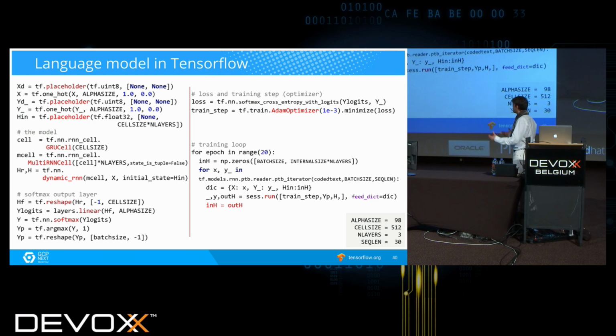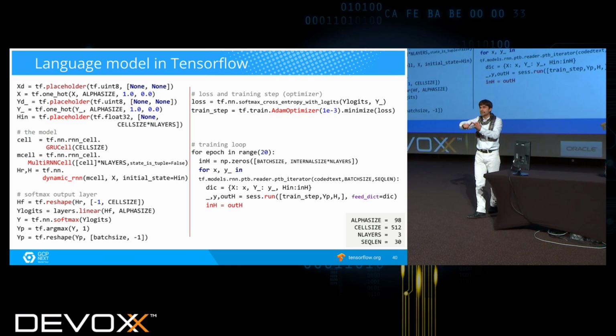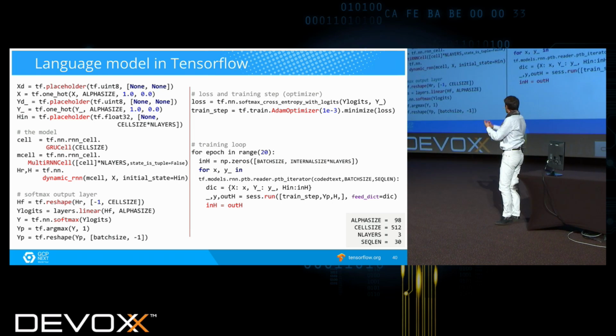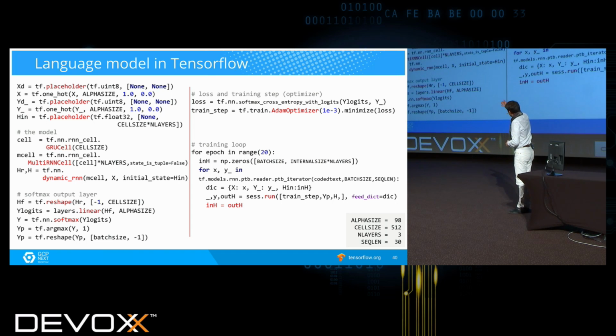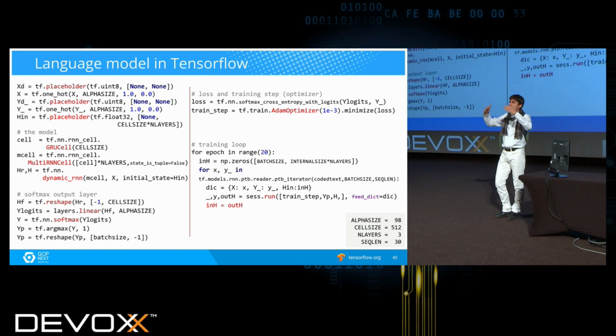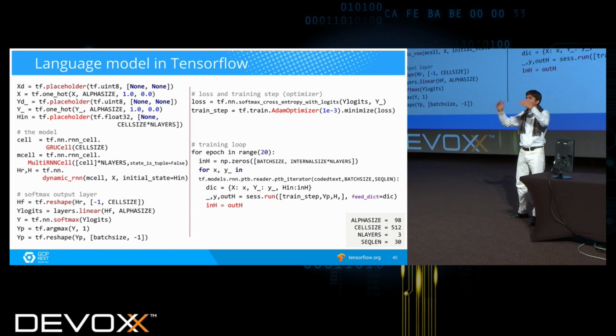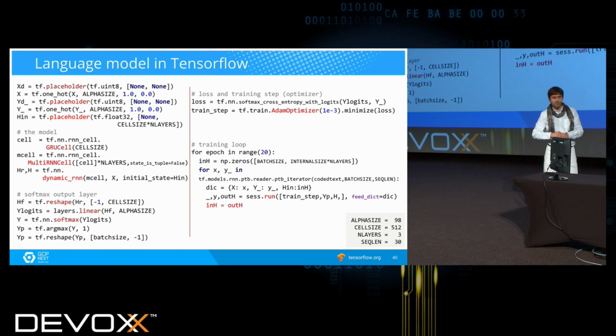So here's the full code of this language model. Let's recap. We have a placeholder for our input sequences, our desired output sequences, and a placeholder for the state that we will be passing around. We have our model, which is our GRU cell, replicated 3 times deep, replicated 30 times wide. Then we have this softmax output layer, which transforms the results that our RNN cells are giving us into probabilities for characters, the loss and the training step, and the training loop, in which we are loading our sequences in batches using this slightly complicated way of batching things.